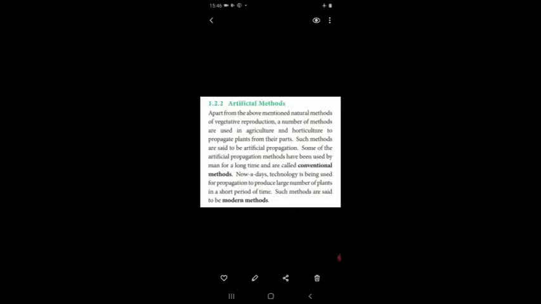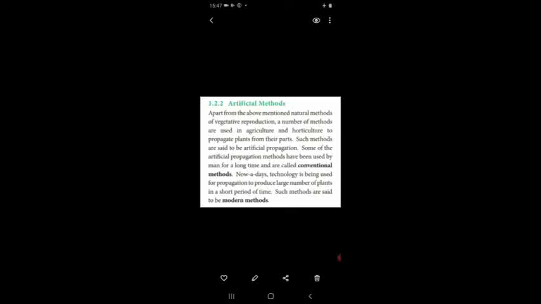Some of the artificial reproductive methods have been used by man for a longer time, and that is named the conventional method, that is said to be the conventional method. But nowadays, due to advancement of science and technology, we are using different methods to produce a large number of plants in a shorter period with a desirable quality, that is variable quality. That method is called the modern method.